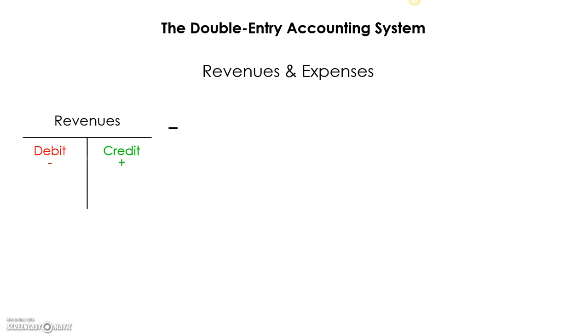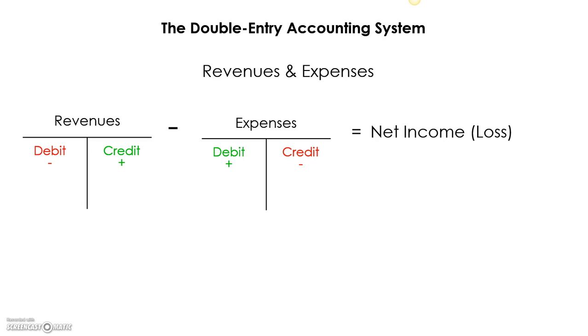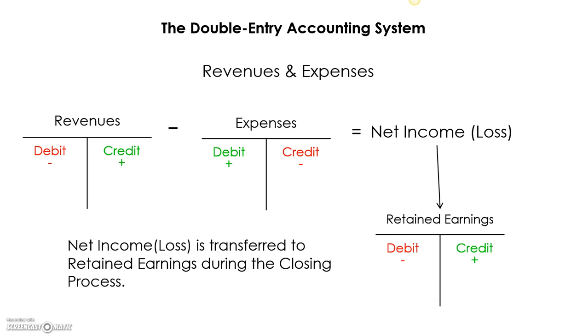Let's take a look at some of the items that you would typically find on the income statement. Revenues. All revenues increase on the credit right side. Expenses increase on the debit left side. And of course we know if we take revenues minus expenses, we get a calculation of net income or loss. And we also know, just as a form of review here, that net income or loss gets transferred to retained earnings, which increases on the credit right side.